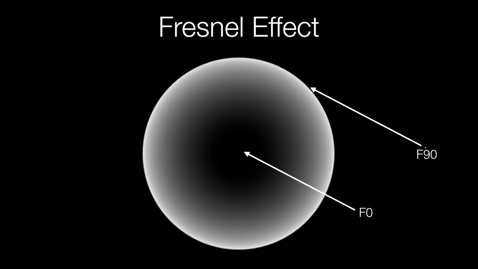We're going to leave F90 alone for now because it's almost always 100%. In Unreal, that's what it defaults to. So if we leave it disconnected, it will get a value of 100%, which will give us the correct result. So with this in mind, let's switch back to Unreal.